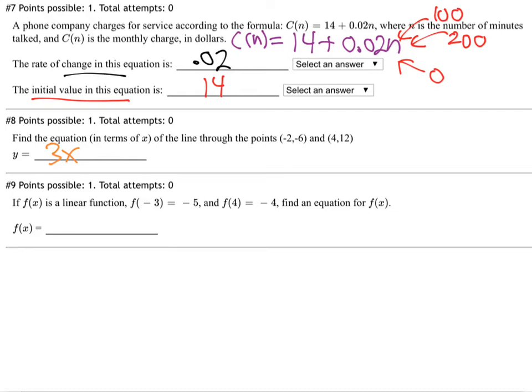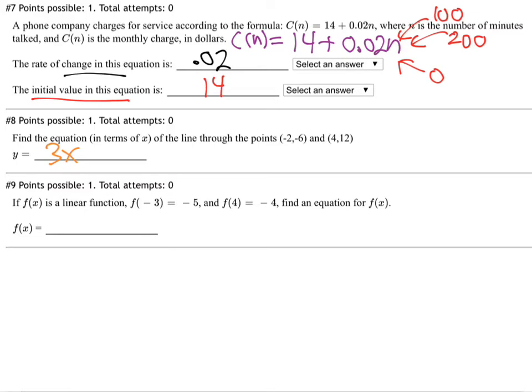If f of x is a linear function, f of -3 is -5, and f of 4 is -4, find an equation for f of x. Well, this looks strange, doesn't it? But you know, it's exactly the same as the question we just did. They're saying it in different language. Let me help you with the language so you can see that it's exactly the same. 8 and 9 are the same question.